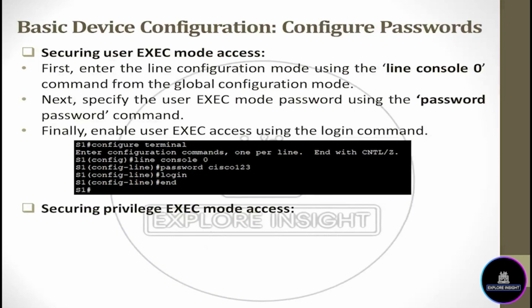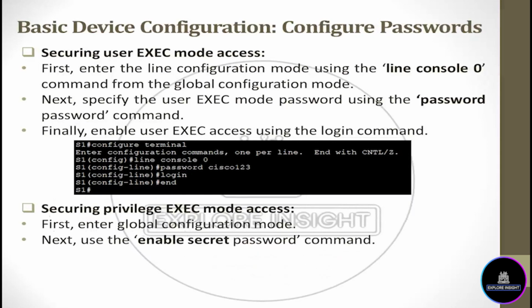Now, the next thing we want to do is securing the privilege exec mode. We don't want unauthorized persons to get into the privilege exec mode. How do we secure it? All we need to do is to first of all enter the global configuration mode. Once we are there, the next thing we need to do is to type in this command, which is enable secret password. Remember, you can change your password to what you want. But take note of the keyword, which is enable secret.